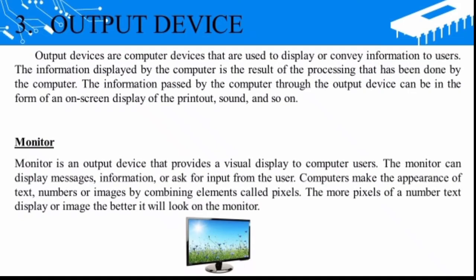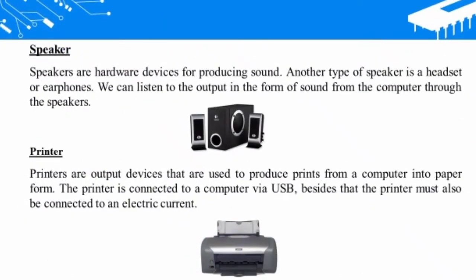Computers make the appearance of text, numbers, or images by combining elements called pixels. The more pixels of a number, text, display, or image, the better it will look on the monitor. Speaker. Speakers are hardware devices for producing sound. Another type of speaker is a headset or earphones. We can listen to the output in the form of sound from the computer through the speakers.